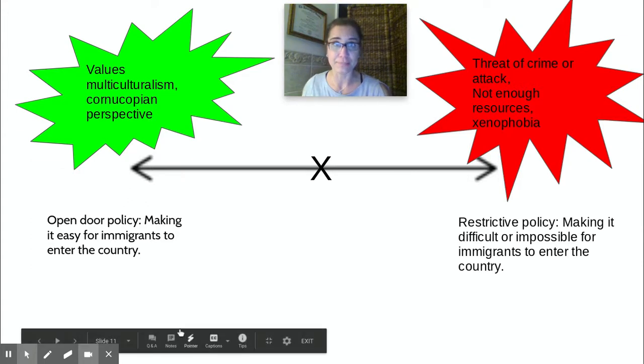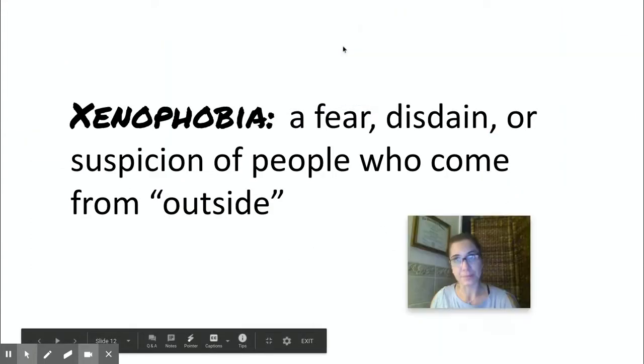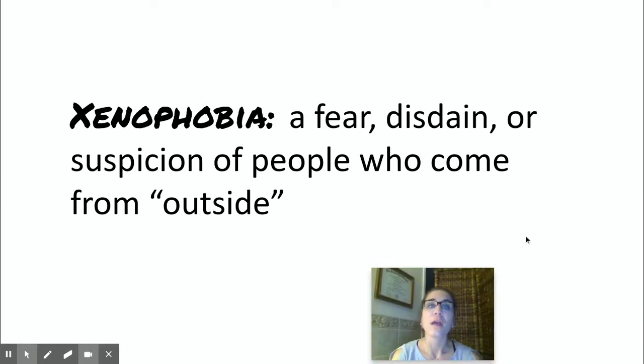Okay, let's talk about this word because we mentioned it before. Xenophobia is a word that means a fear, a disdain, a dislike, or a suspicion of people who come from the outside. A lot of times people will say it means fear of foreigners. It's a really strong motivator for restrictive immigration policy. The general belief that people from other places are not to be trusted or are to be looked at as inferior can be really powerful, and really contagious and influential.